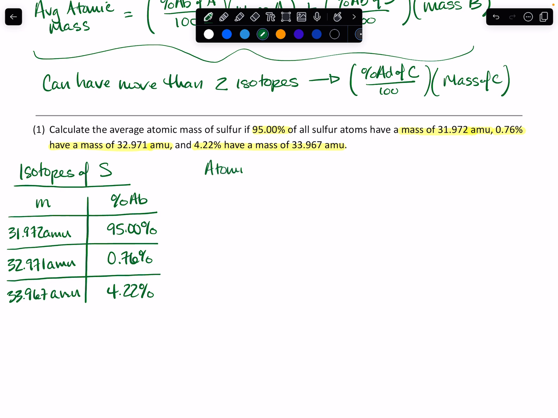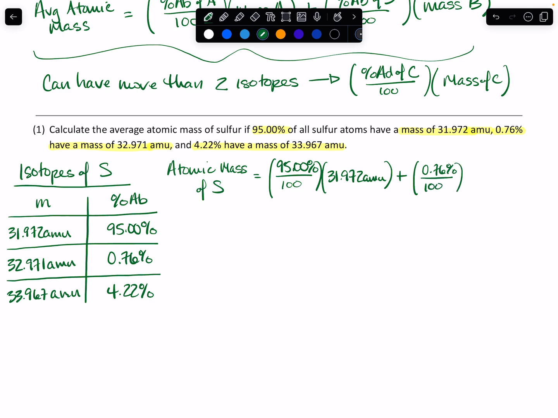All right, so the atomic mass of sulfur. You know what? These tend to take up a lot of room, so I'm going to slide that guy over. Equals, all right, now I'm not going to rewrite the formula. You should, just for practice, but because of room, I'm just going to start filling things in. So for isotope 1, I have 95% divided by 100, and I'm going to multiply that by the mass of 31.972 AMU, plus isotope 2, 0.76% divided by 100, and its mass is 32.971.